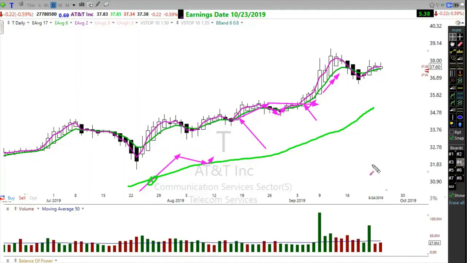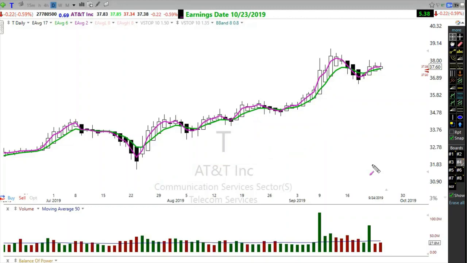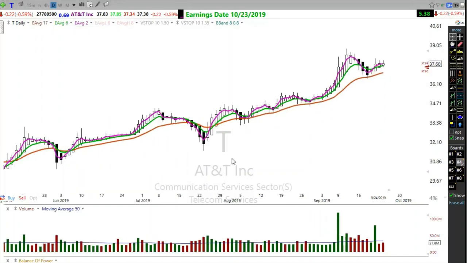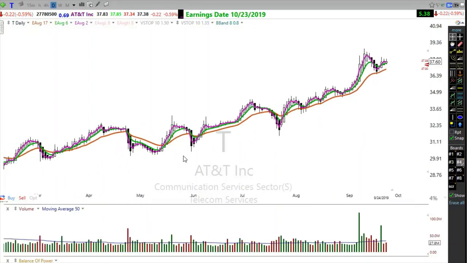Okay, it's the 2 and the 6 exponential moving averages that make up that pattern. So step number 1 is we want to find stocks that are trending. How can we find stocks that are trending? Well, one of the things I do is I like to use a trending 17 EMA moving average. Okay, that helps me find the trend.